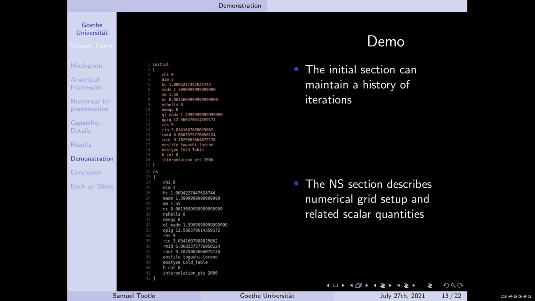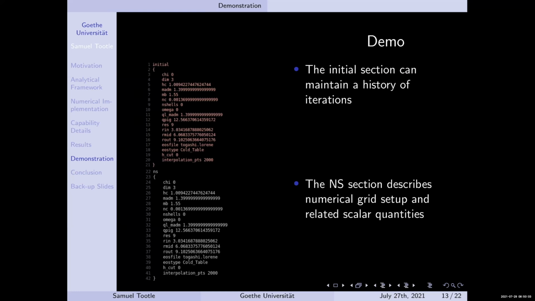The real section is this neutron star section, which describes the numerical grid setup. So you have these radii, which have been used to construct the numerical grid, and also scalar quantities that are used in the actual solver themselves. So things like MADM or baryonic mass or quasi-local MADM are actually used in the solver and are updated every iteration.